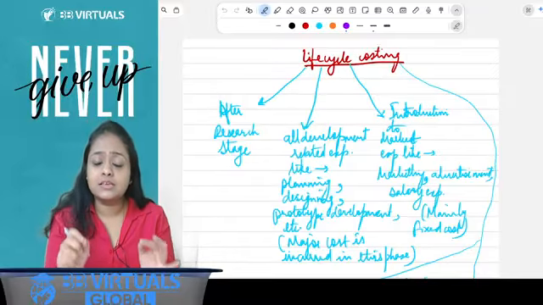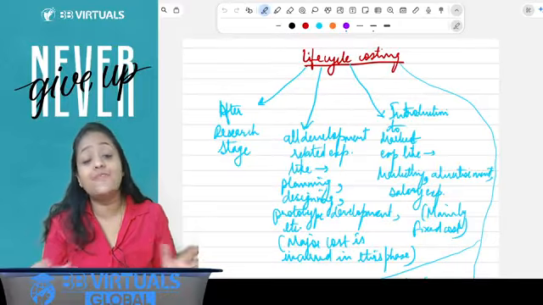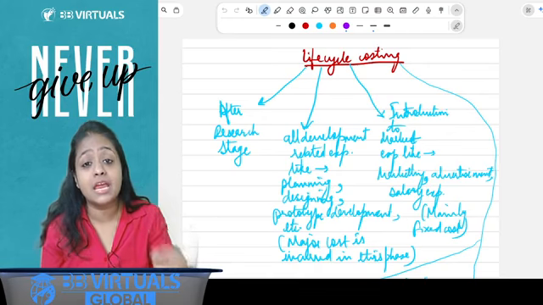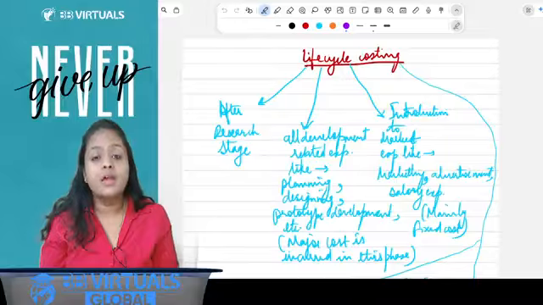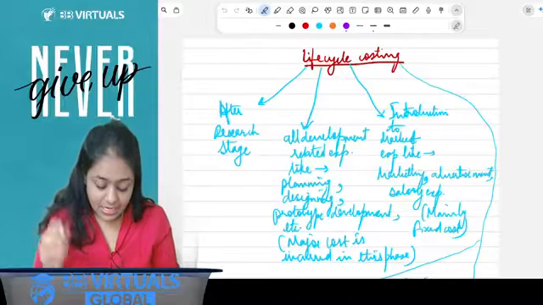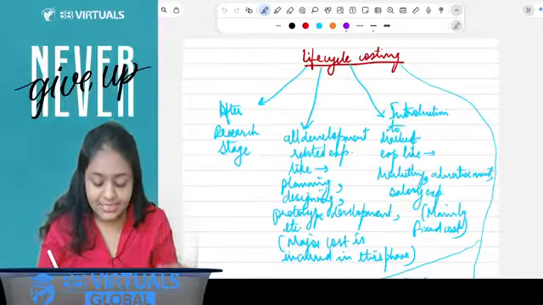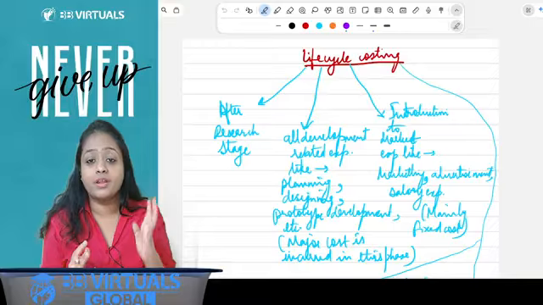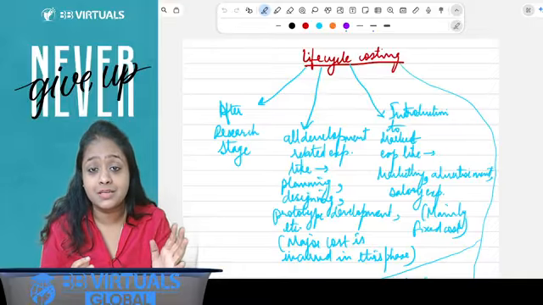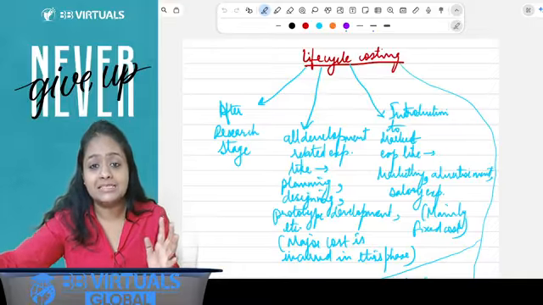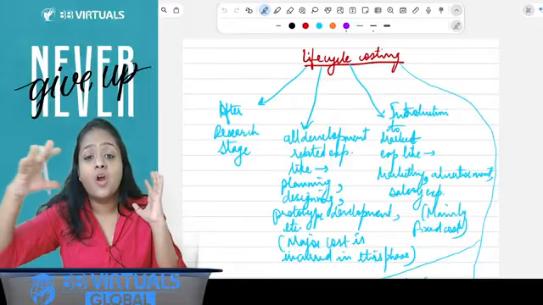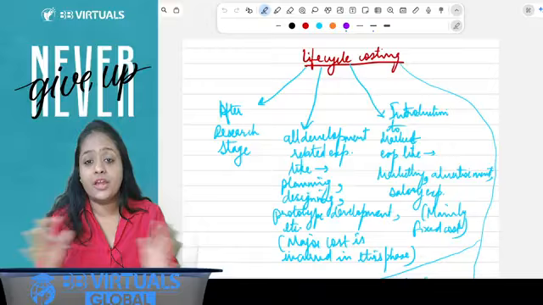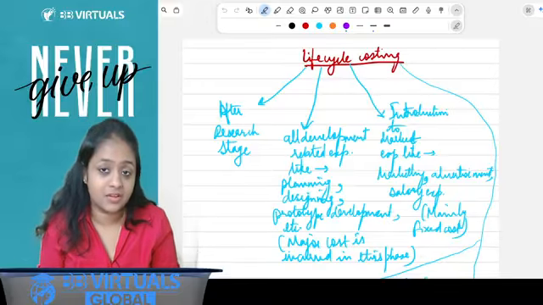These are those topics which you will find in every exam term in your section A typically. Life cycle costing. Life cycle costing simply says that all the cost that arises right from the time the product takes birth until the product dies, in that life cycle, all the cost that comes in, you accumulate and you take it as a life cycle cost.